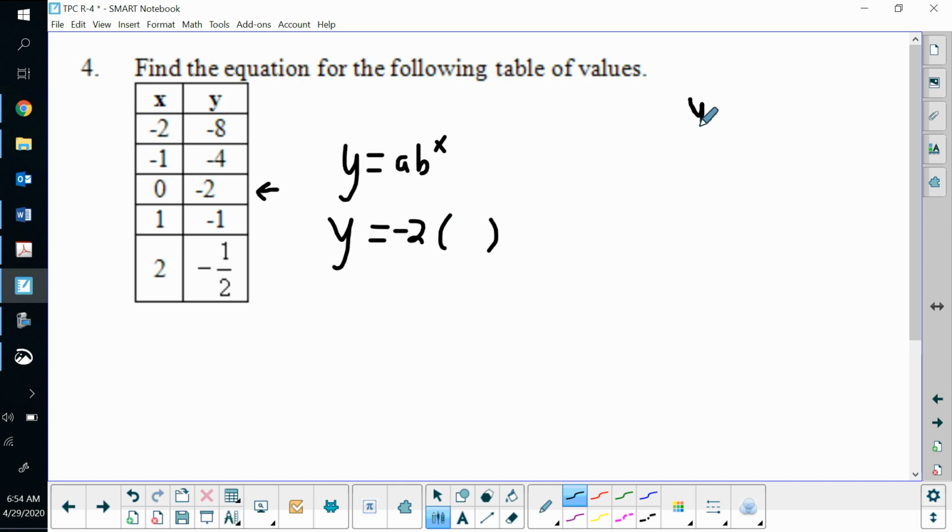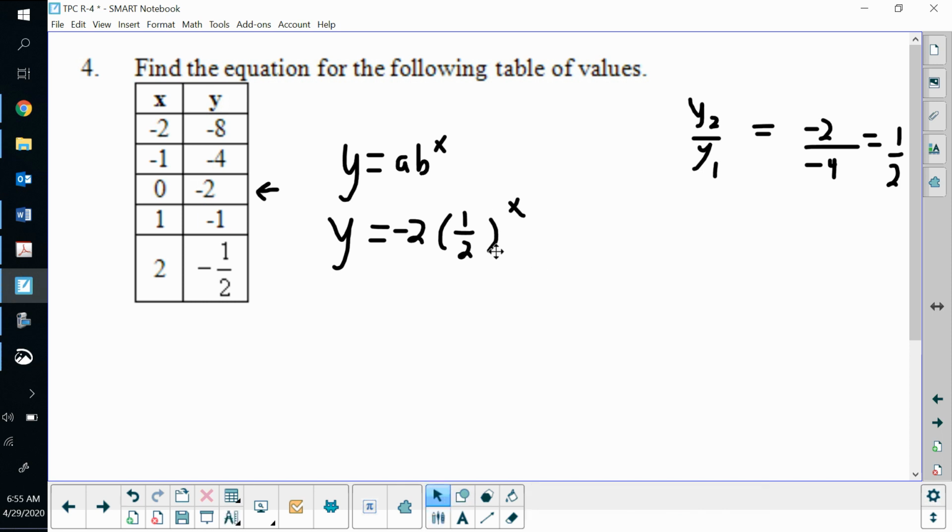Our successive ratio, we do y2 divided by y1, and that gives us the b value. So say we take that -2, divide it by the one before it, -4. That'll give us a half. So I'll put a half in here. And again, put this in a graphs page, do a control T, check and see if the table matches. If it does, then you know you're good. So that's the process you're going to do for questions 5 and 10 that are in the section page 14 to 16.